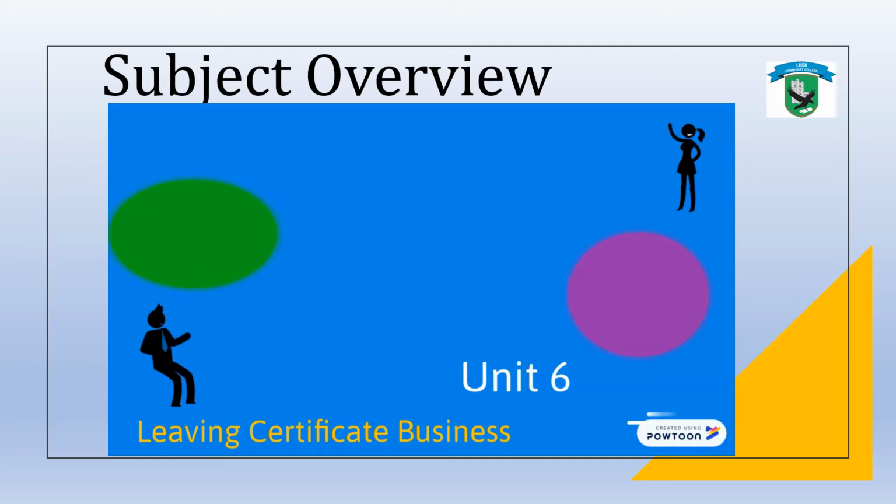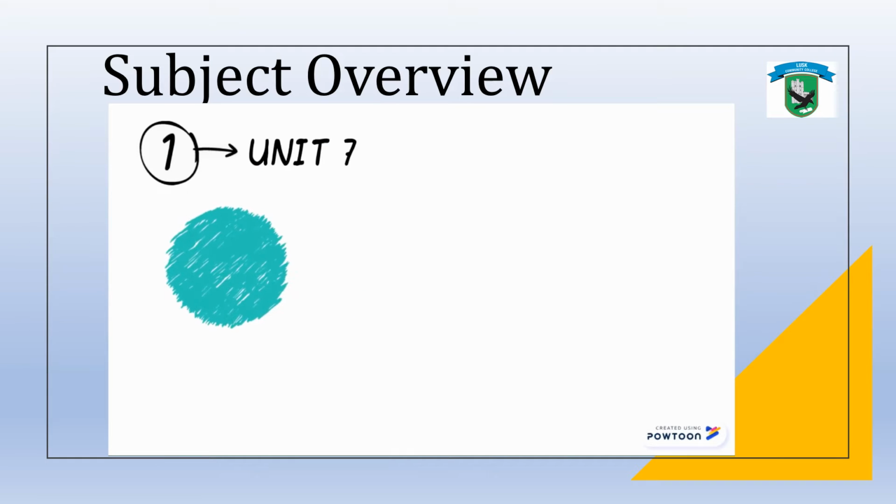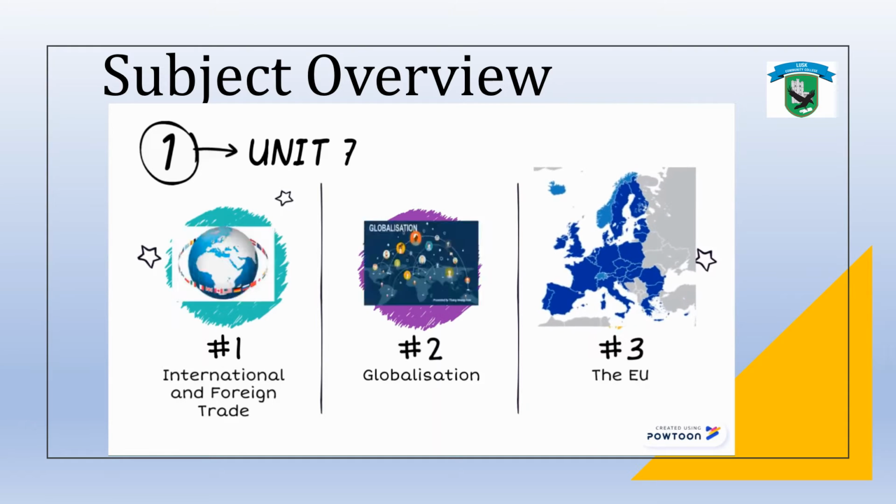We're now on to Unit 6, which mainly consists of business organization and how your company can expand. And then it looks at the domestic environment, and in particular how the government impacts on your business. And secondly, how the economy impacts your business as well. The last unit on the course is Unit 7. It consists of 3 main topics: international and foreign trade, balance of trade, balance of payments, etc. Globalization and how the world is becoming smaller each day. And then finally, we have the EU, its institutions, and how it impacts on Ireland and the rest of Europe.